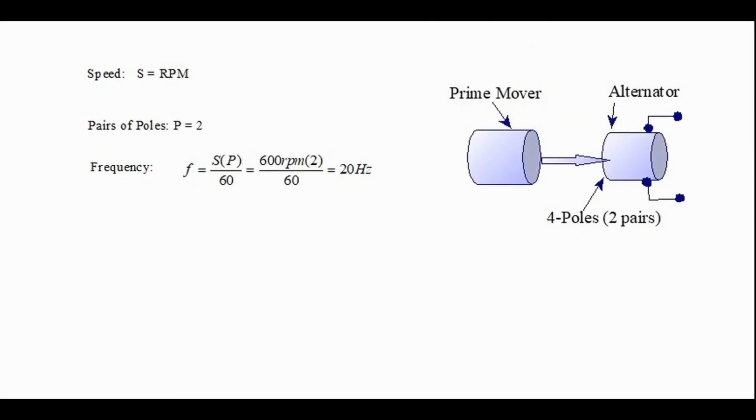The frequency of the output voltage is determined by the speed and the pairs of poles on the generator. We have used the term alternator instead of generator to indicate AC, but it doesn't really matter. Any term is good.